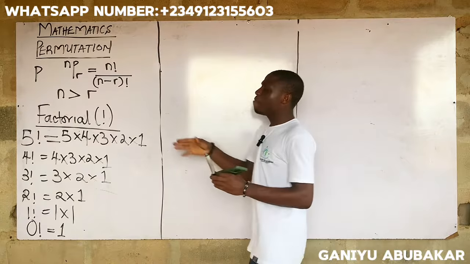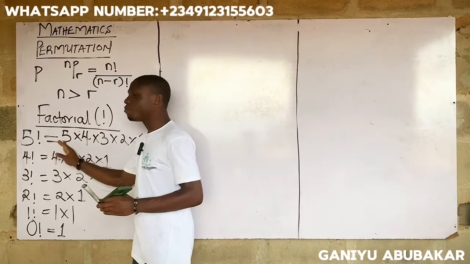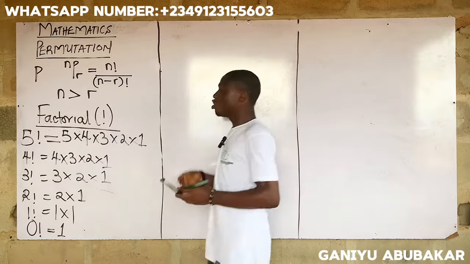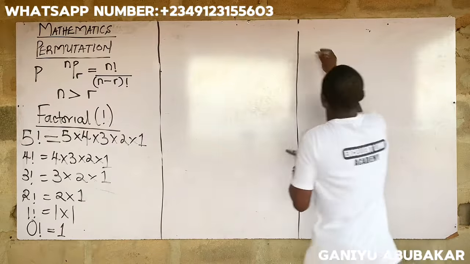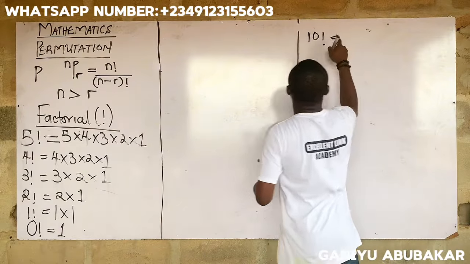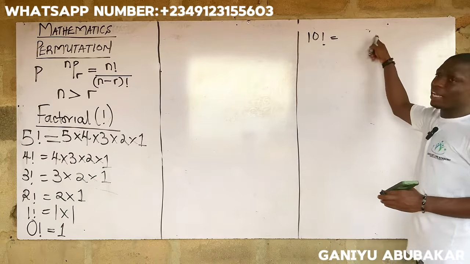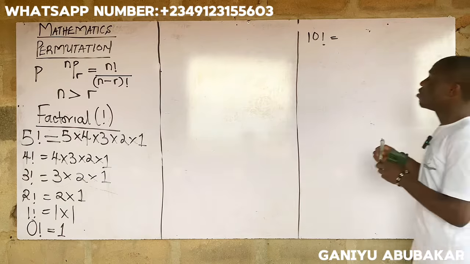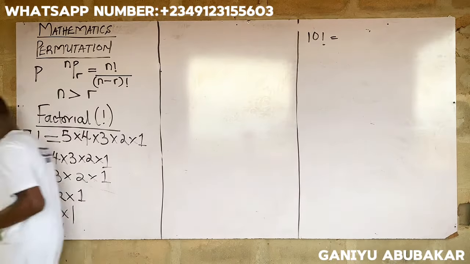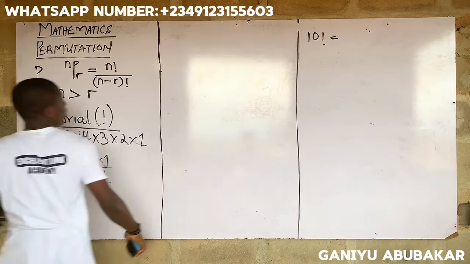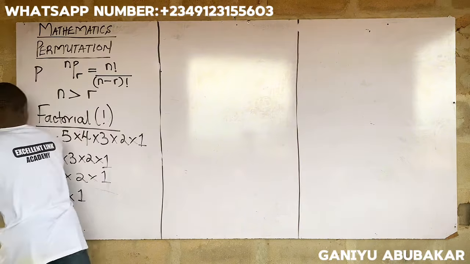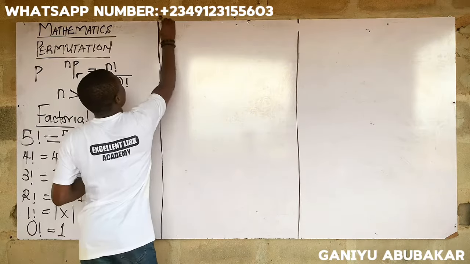So note that 5 factorial is simply 5 downward to 1. 4 factorial is 4 downward. So if I'm saying 10 factorial, I mean 10 times 9 times 8 times 7, till 1. That becomes the concept of factorial. At this point now, note one relationship, please. Note this relationship.